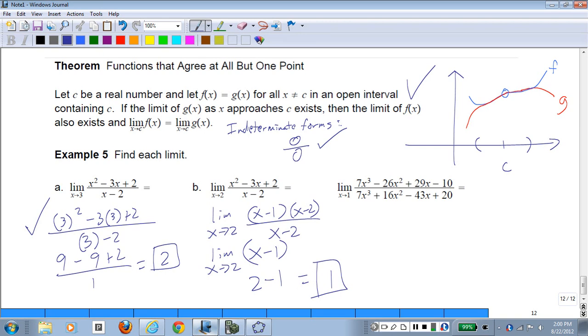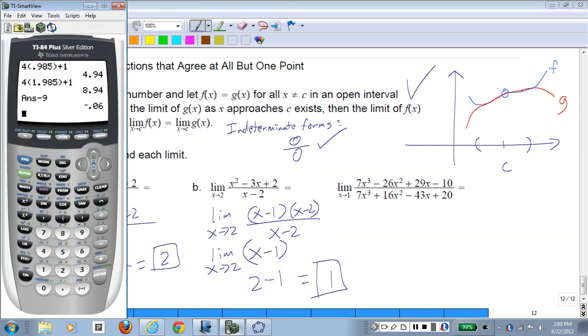Can you factor 7x cubed minus 26x squared plus 29x minus 10? With a little help from our calculators, I think we can maybe do this. Let's graph it and look for x-intercepts. That's the first thing that I suggest my pre-calculus students do: graph it and look for the x-intercepts.